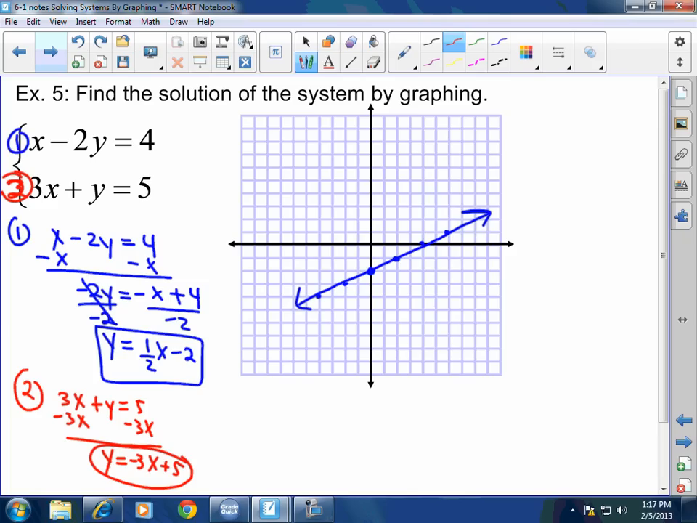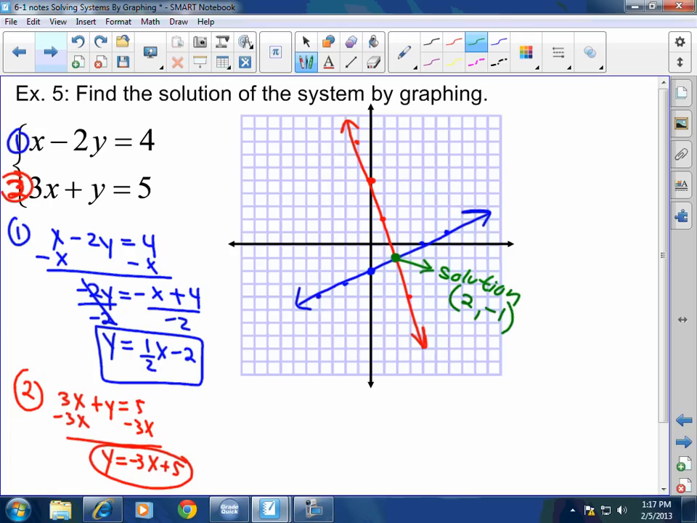And then for my red one, my second equation, y-intercept is 5. My slope is negative 3. So down 3 over 1, down 3 over 1, down 3 over 1. Up 3 over 1, just to be thorough. Bam. You get a perfect connection. That's my solution. Okay? And that's going to be 2 comma negative 1.